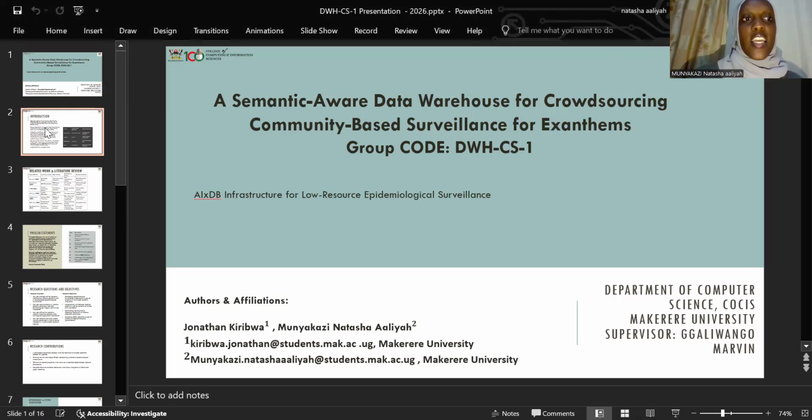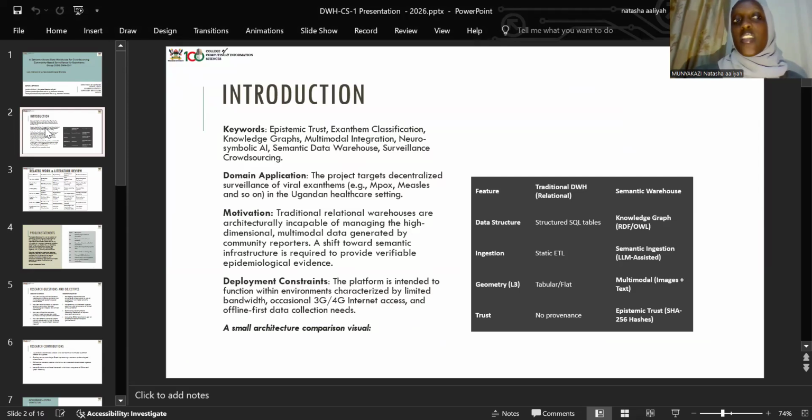Straight to slide two, and this talks about the introduction. Traditional health surveillance systems mainly rely on relational databases and OLTP systems. These systems work well for structured hospital records, but they struggle with multimodal data such as images, unstructured text, and geospatial metadata coming from community reporters.